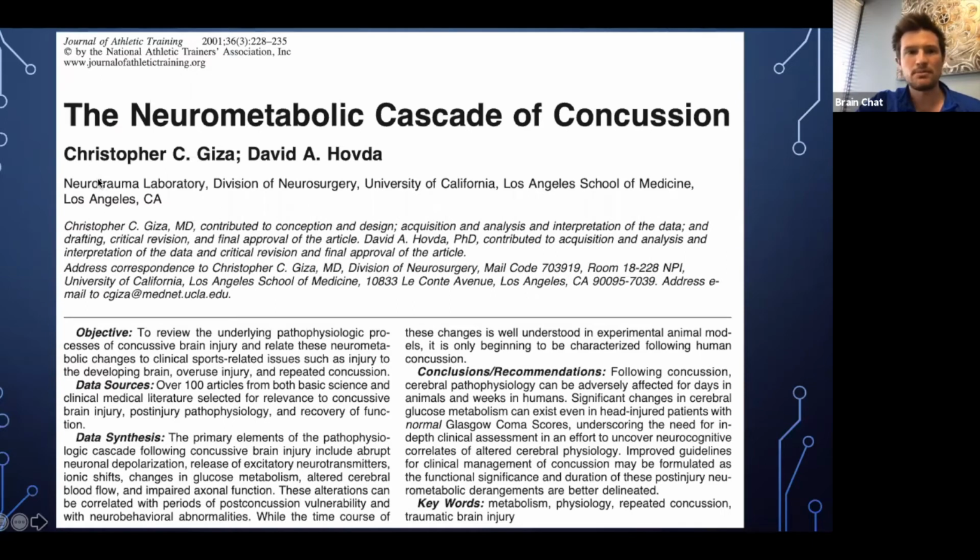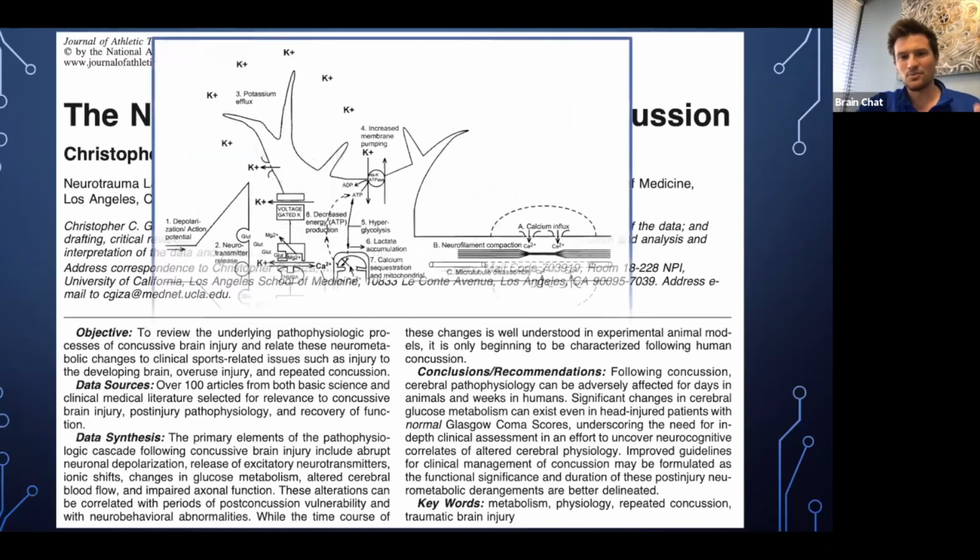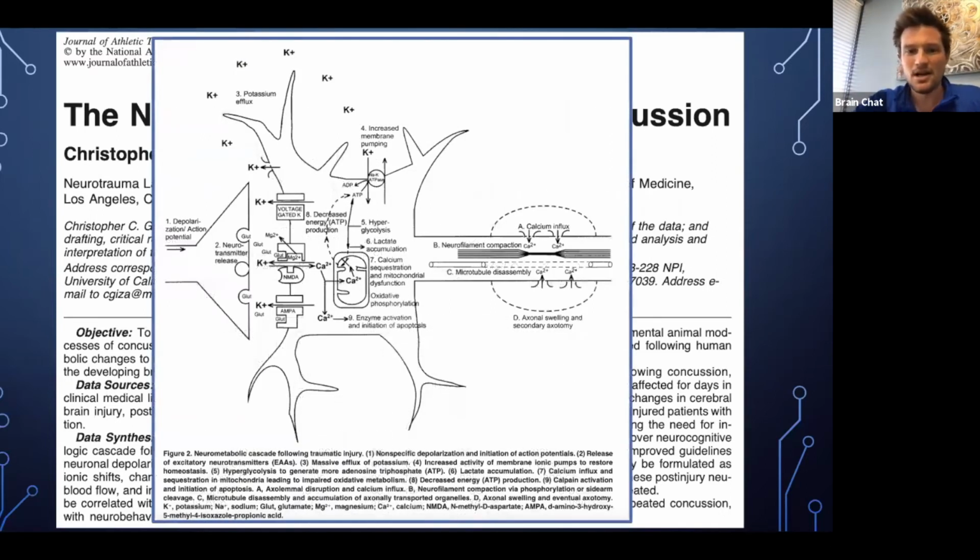You've probably seen me post it before. The paper is called The Neurometabolic Cascade of Concussion. The more I read about, when I research looking for neurotransmitter changes in brain injury, this is one of the first papers that pops up. When I'm looking at cellular changes in brain injury, this is one of the first papers that pops up. So I just kind of kept coming back to this paper, and the one diagram in particular I kept looking at was this one here.